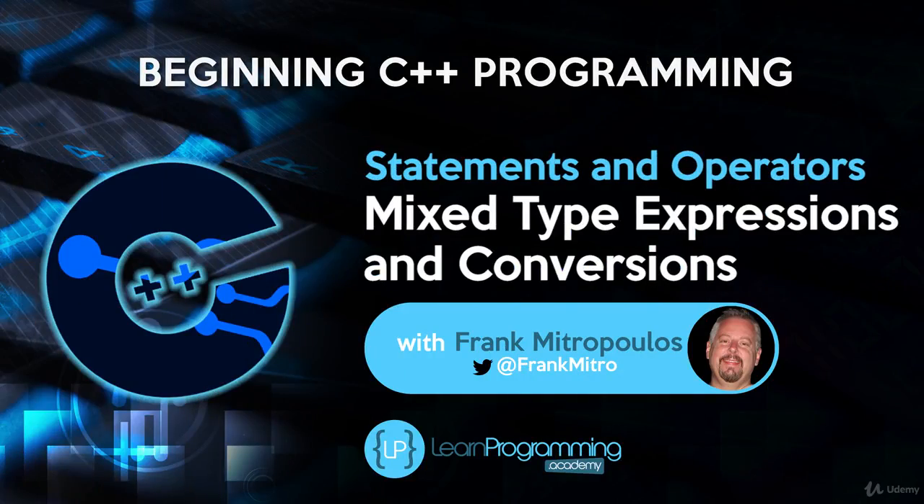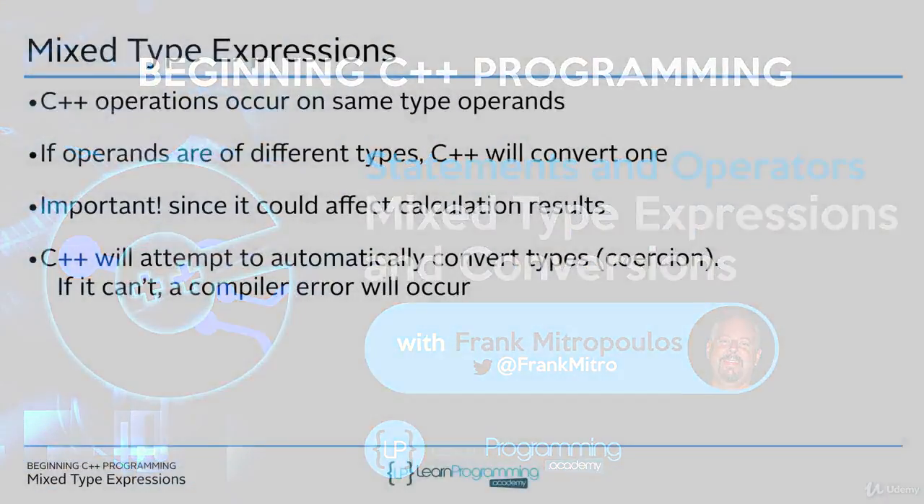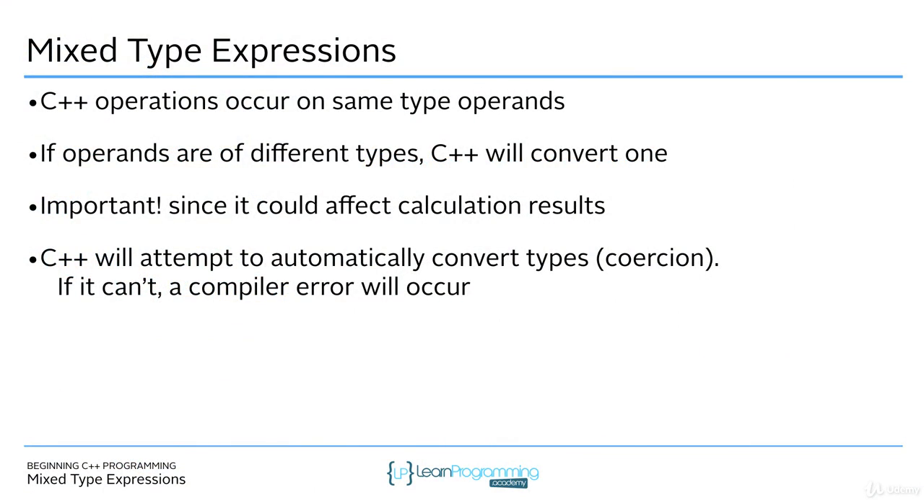In this video, we'll learn about mixed type expressions. This is when you have an expression where the operands are of different types. For example, a plus b, where a is an integer and b is a double. C++ is very consistent with its application of an operator to operands. The operands must be of the same type.